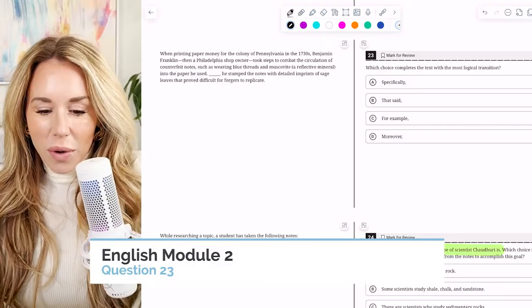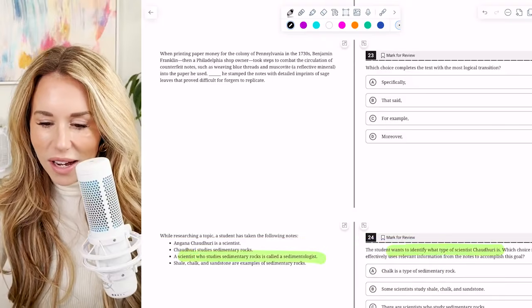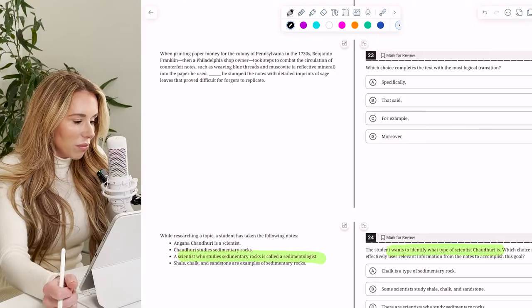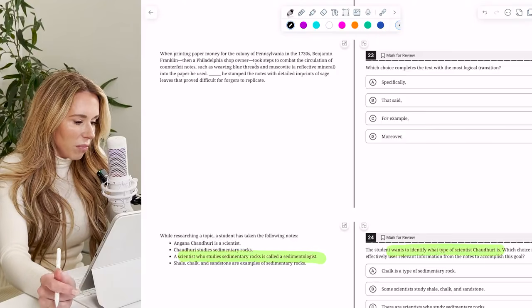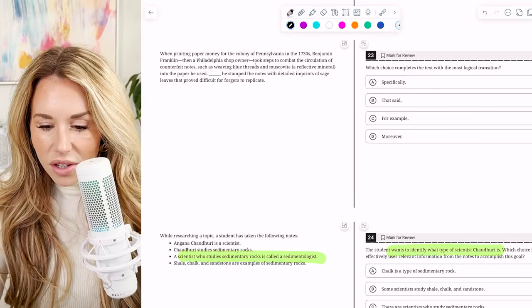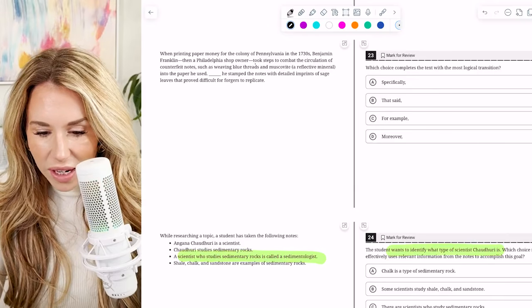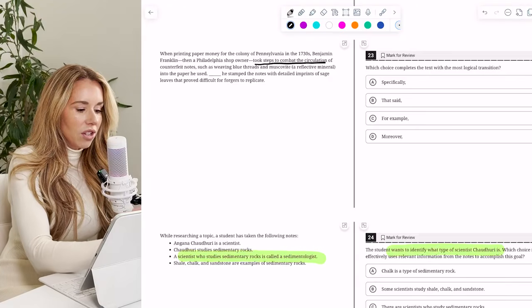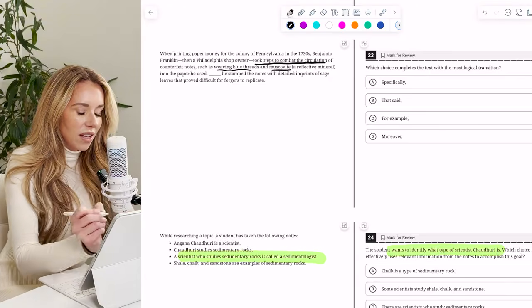We have, when printing paper money for the colony of Pennsylvania in the 1730s, Benjamin Franklin, then a Philadelphia shop owner, took steps to combat the circulation of counterfeit notes, such as weaving blue threads and muscovite into the paper he used. Okay, so he took steps to combat the circulation. They gave a couple examples of how he did that.